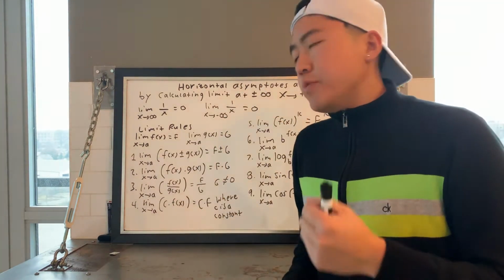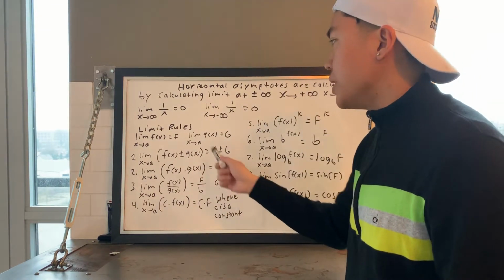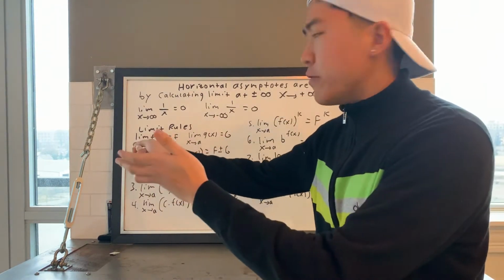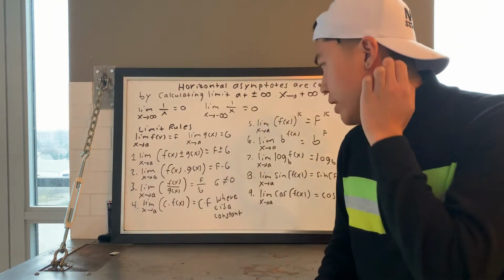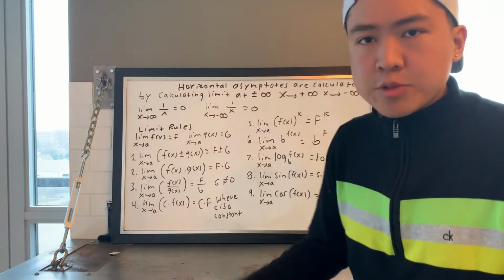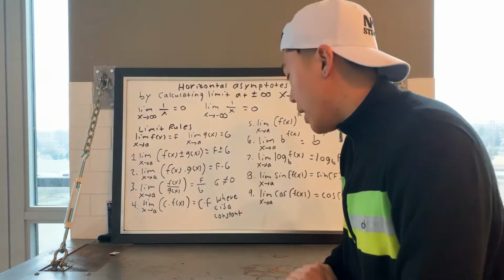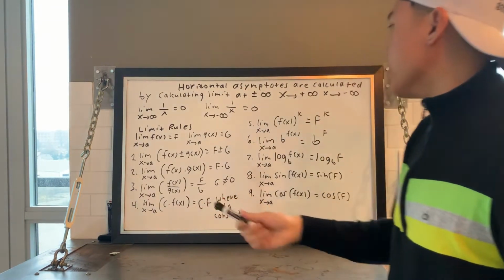Same thing with multiplication. If you have the limit as x approaches a of f of x times g of x, you can just do f times g. We're saying f is the limit of f of x and g is the limit of g of x. And the limit as x approaches a of f of x over g of x is equal to f over g, where g cannot equal 0 because we don't want that to be undefined. Now the limit as x approaches a of c times f of x is c times f.